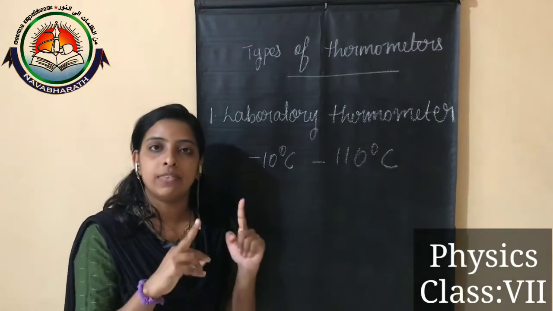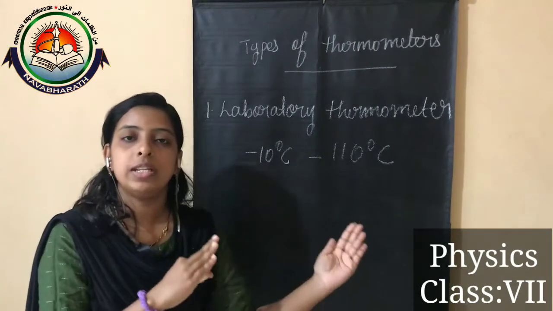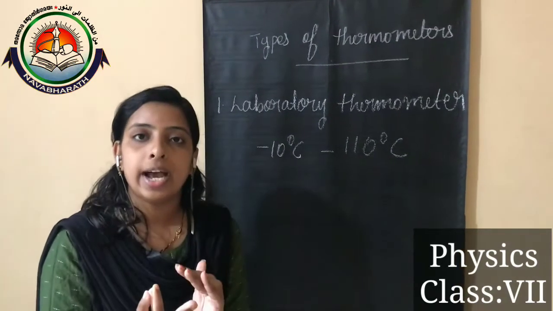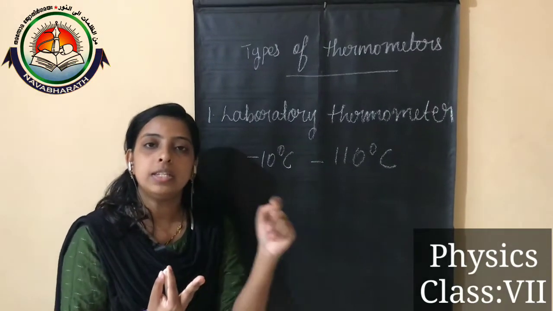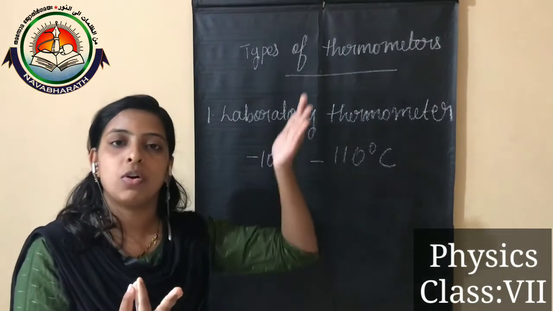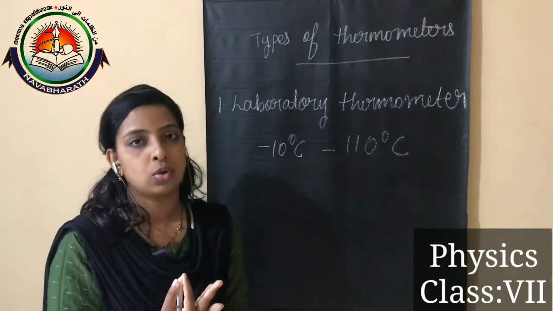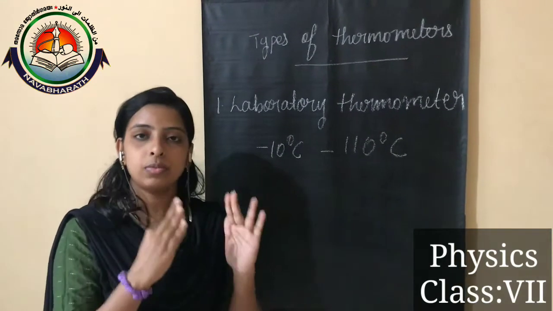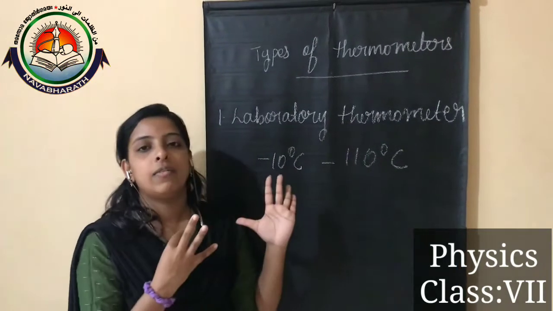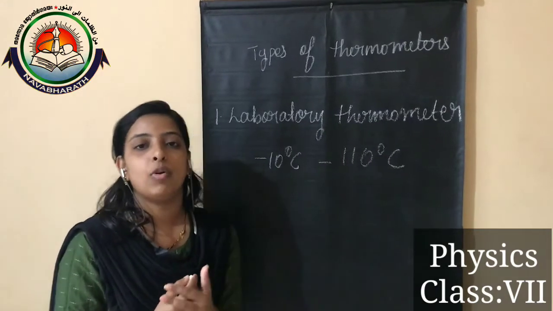At the same time, when this thermometer comes in contact with a cold object like cold water, the mercury level in the bulb of the thermometer falls and it starts to contract.